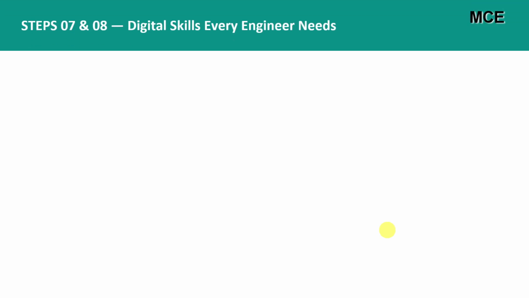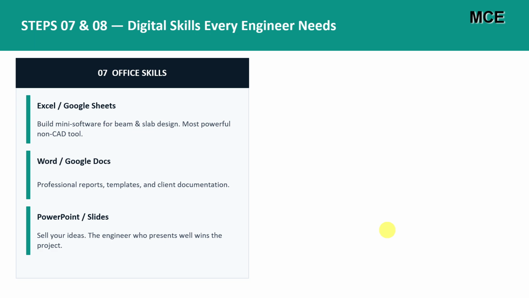Steps 7 and 8: you have to improve your digital skills. You have to learn how to prepare Excel and Google Sheets, because these are mini software for beam and slab design, the most powerful non-CAD tools. So learn how to prepare Excel and Google Sheets, how to prepare professional reports in Word and Google Docs, and how to present your ideas through PowerPoint presentations.